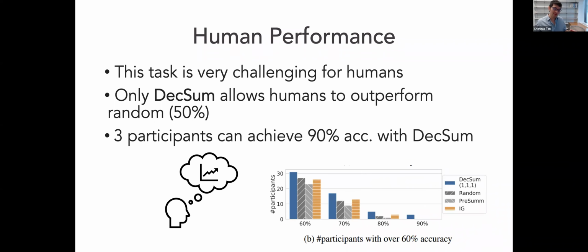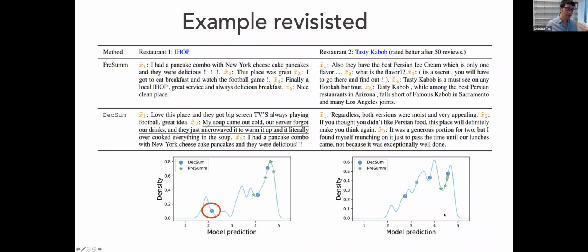However, if we look at individual differences in this work, 3 participants were actually able to achieve 90% accuracy with our method. That's quite encouraging, while none of the participants using other methods were able to achieve over 90%. And if we go back to the summaries, these are the 2 restaurants I asked you about, and Tasty Kebab was rated better after 50 reviews.